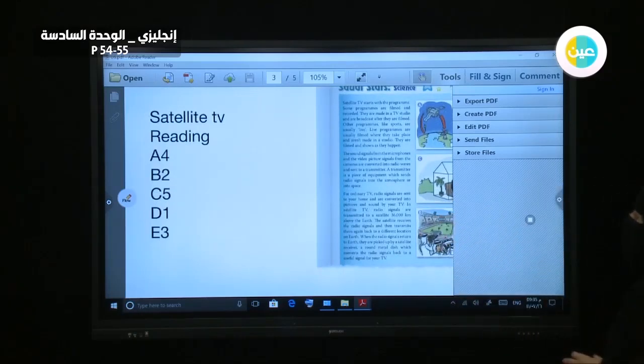So we have A with 4, B with 2, C with 5, D with 1, E with 3.